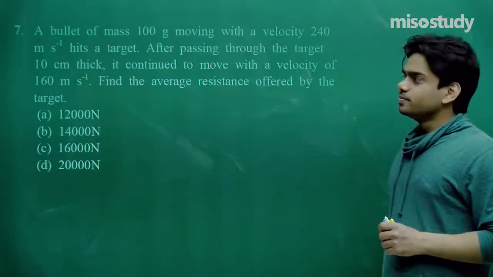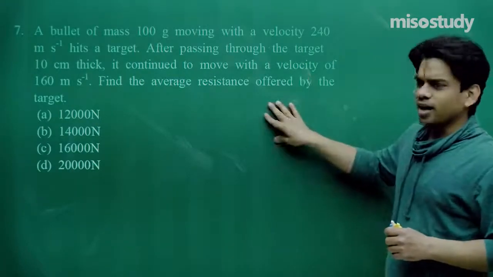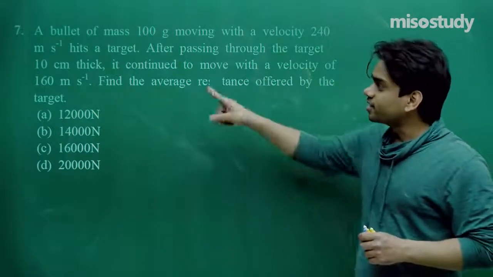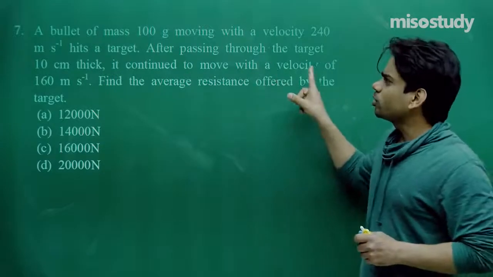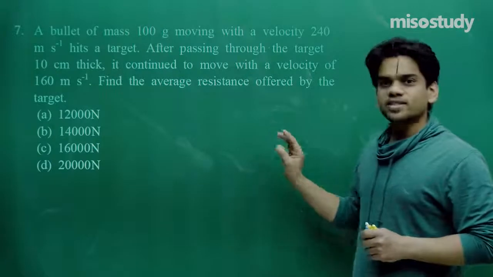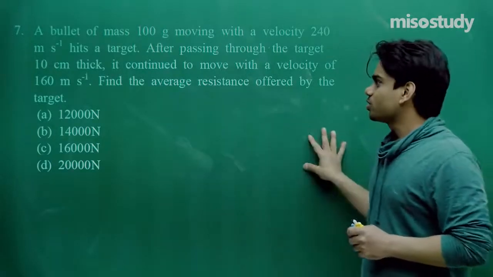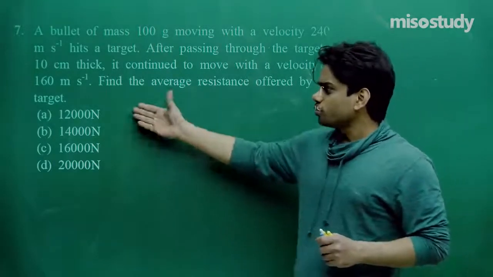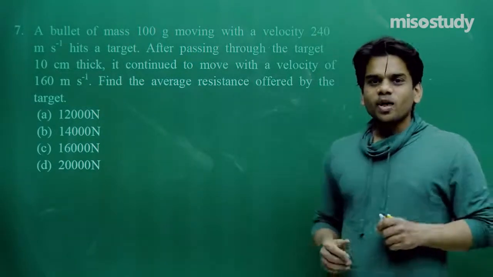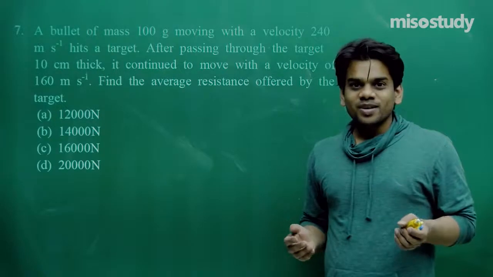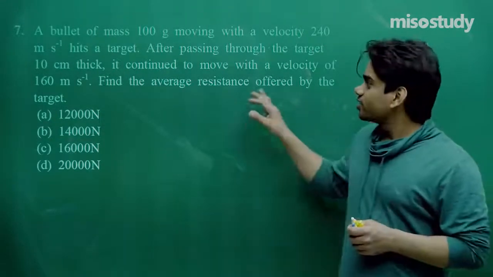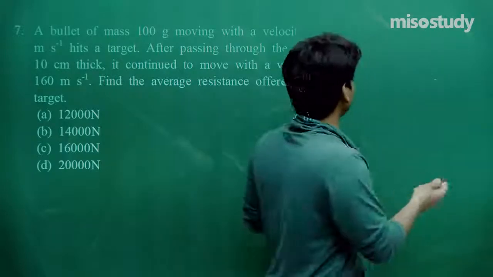Question number 7. A bullet of mass 100 gram moving with a velocity 240 meter per second hits a target. After passing through the target 10 centimeter thick, it continued to move with a velocity of 160 meter per second. Find the average resistance offered by the target. A 12,000, B 14,000, C 16,000, D 20,000, all in newtons. We know that change in kinetic energy will be equal to the work done by the resistive force. Now see here how we need to do.